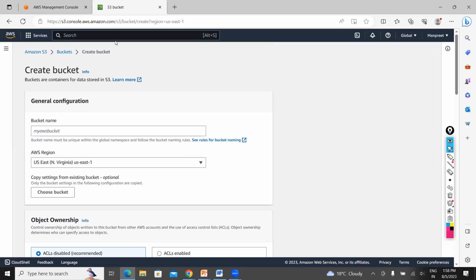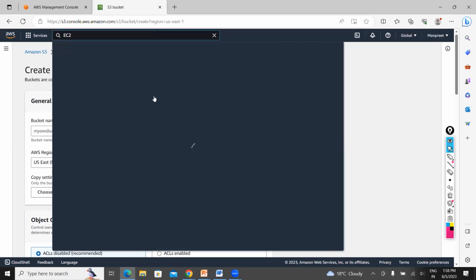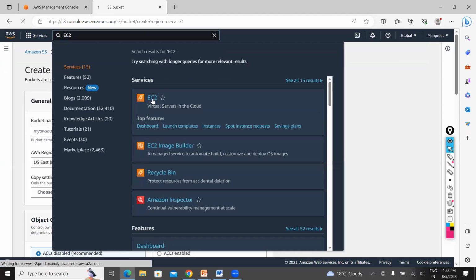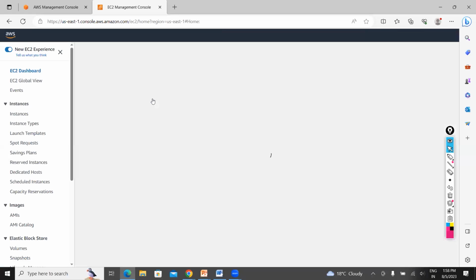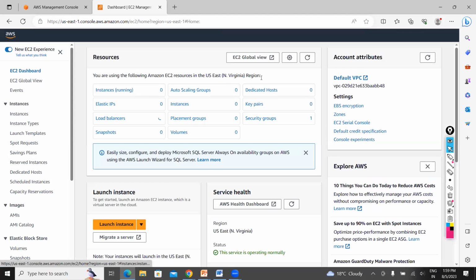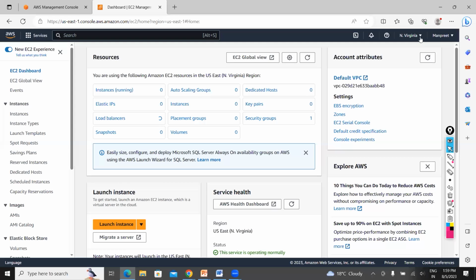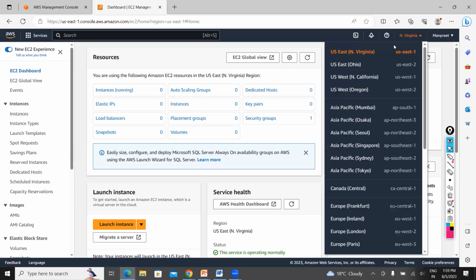So you see that when I clicked the Amazon S3 service, this S3 is a global service. This is my global service. And when I go to any EC2 service, this is a region-based service, right? Now you see that if I click on EC2, it will ask me in which region you want to deploy. So this is North Virginia.